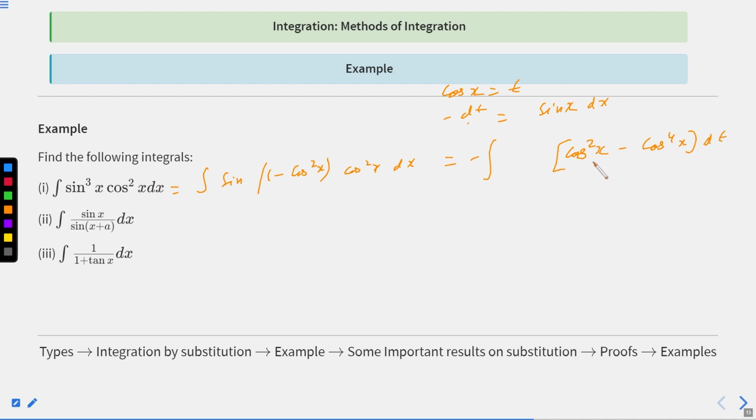As you can see now, cos square can be turned into t square and cos power 4 can be turned into t power 4. So this will be the integration of t4 minus t square dt. This will be t power 5 by 5 minus t cube by 3 plus some constant. Replace t by cos x, so you will have cos x whole power 5 and cos x whole power 3. So this will be your final answer. I hope it is clear to you.